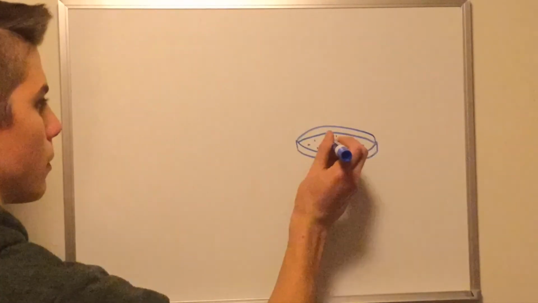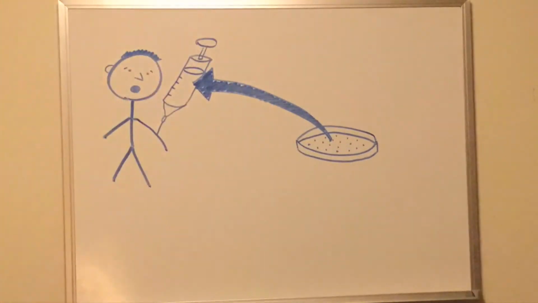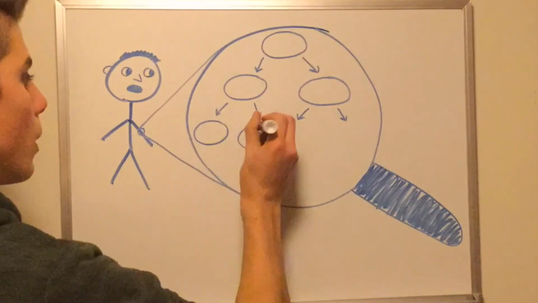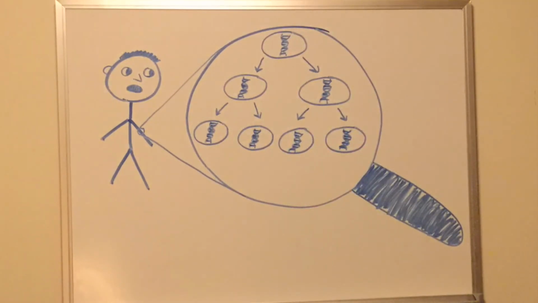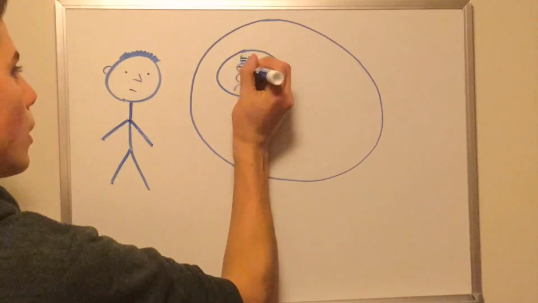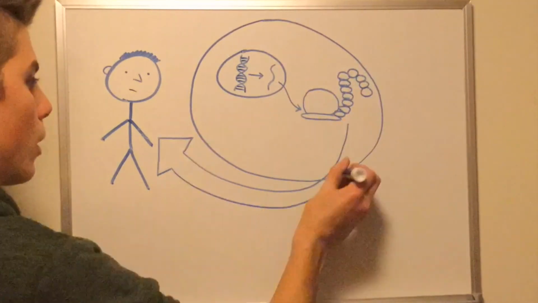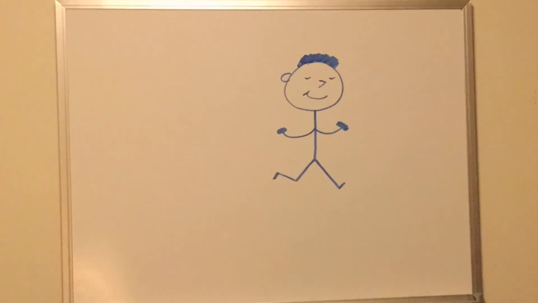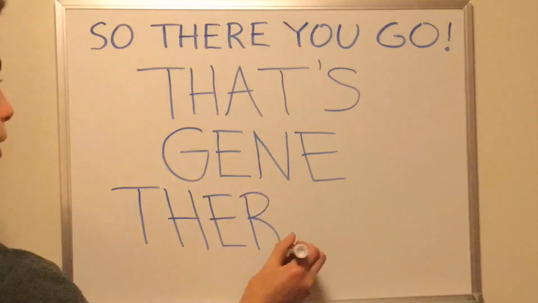The cells that have been modified are then returned to the patient's bloodstream. Inside the patient's body, these cells reproduce, passing the gene onto their daughter cells. These cells are capable of expressing the gene and producing the protein that the patient needs to combat the disease. So there you go. That's gene therapy.